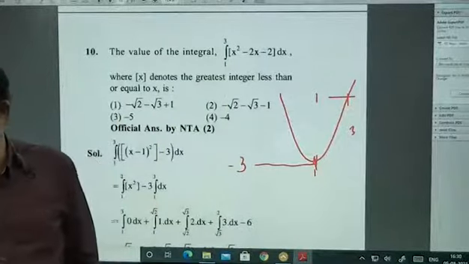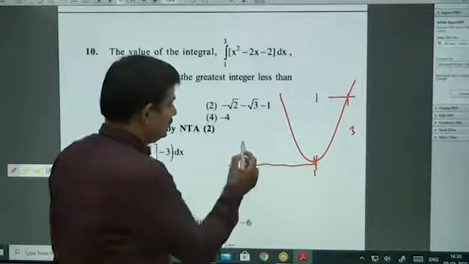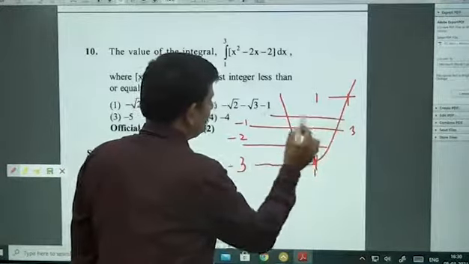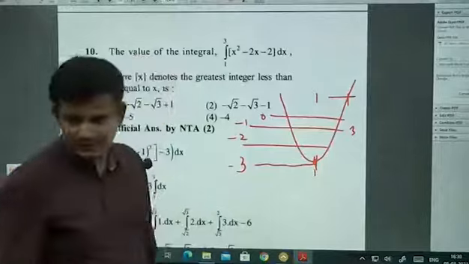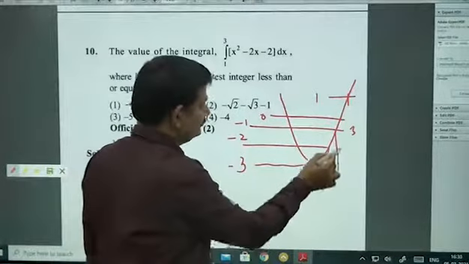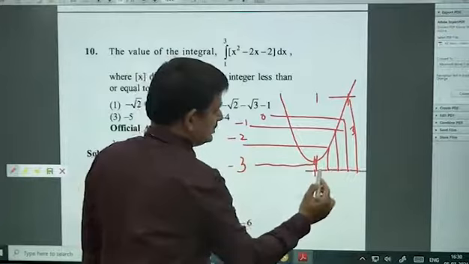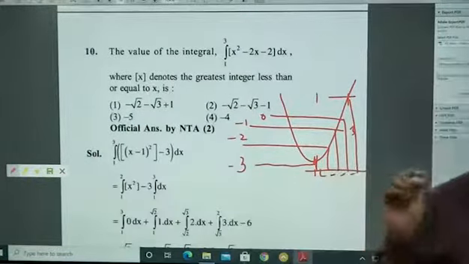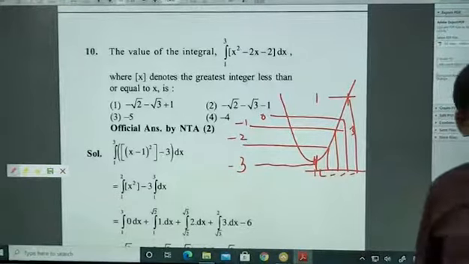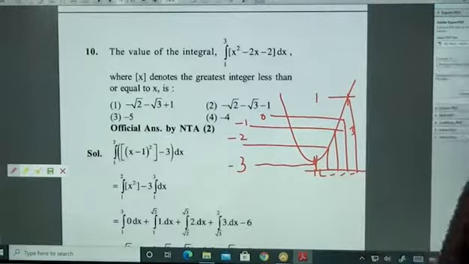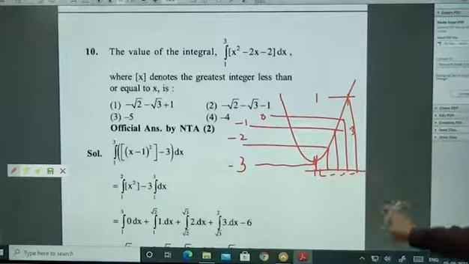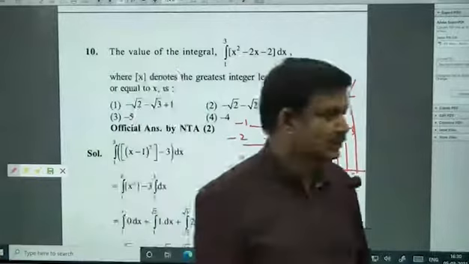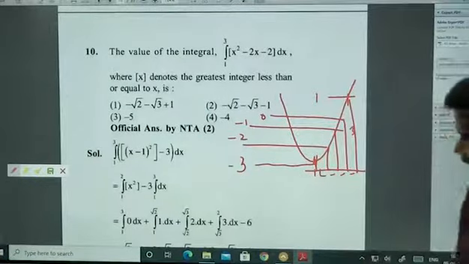Your range is from minus 3 to 1. Now just see, when will this be minus 2? When will this be minus 1? When will this be 0? 1 is already there. So split this into 4 cases: first case, second case, third case, fourth case. You just have to solve 3 quadratic equations in between. Some of them may be simple. Just take the roots which are between 1 and 3. Accordingly split them and do it. So geometrically also you can do this question.